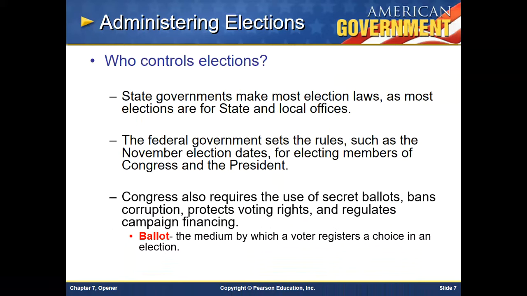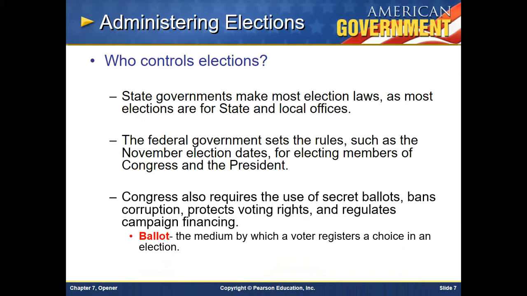Who controls the elections? What you want for your number one there is most election law in the United States is state law. The state government makes most of the election laws, and most of them are for elected officials. The federal government does set some rules, such as when presidential elections take place.